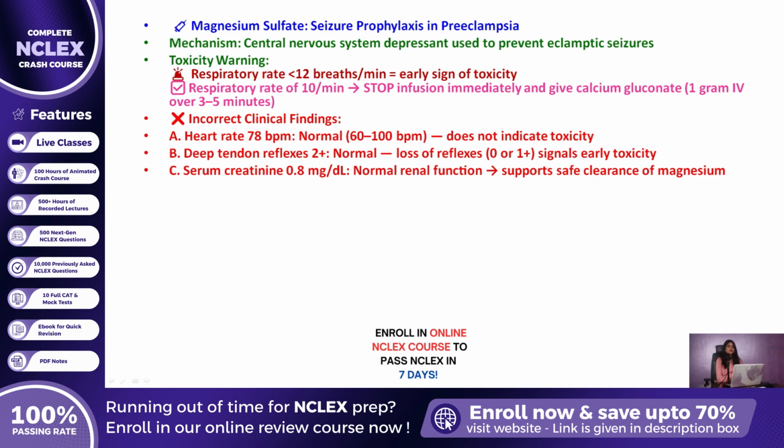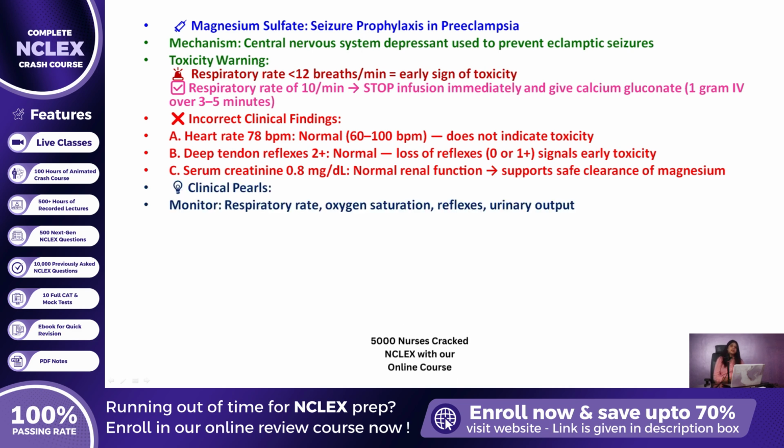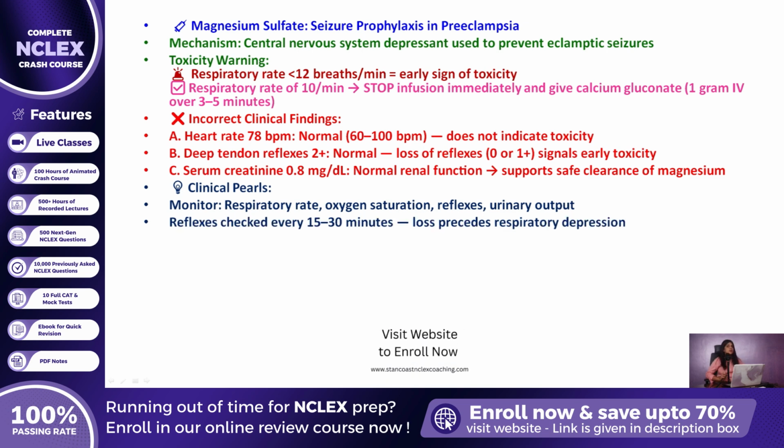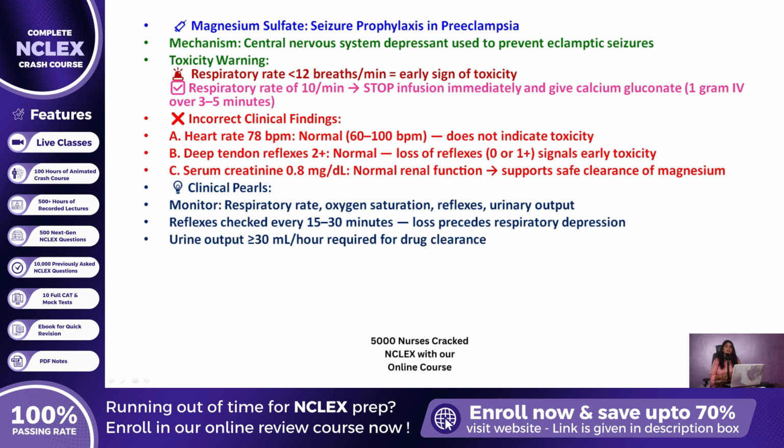Clinically, it is essential to monitor respiratory rate, oxygen saturation, and work of breathing closely in any client on magnesium sulfate. Watch for signs such as decreased effort, use of accessory muscles, or cyanosis. Assess deep tendon reflexes every 15 to 30 minutes, because changes in neuromuscular function often appear before respiratory depression. Urinary output should be maintained above 30 milliliters per hour, to ensure magnesium is being cleared appropriately.